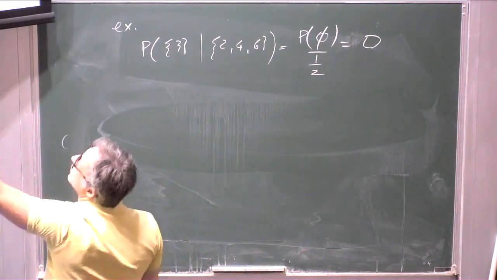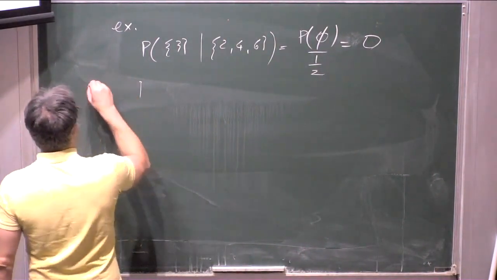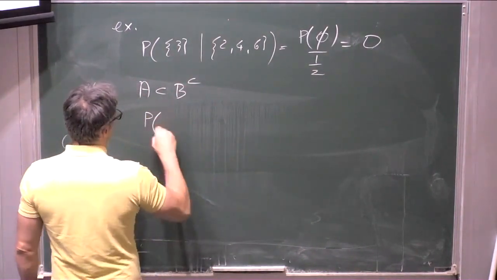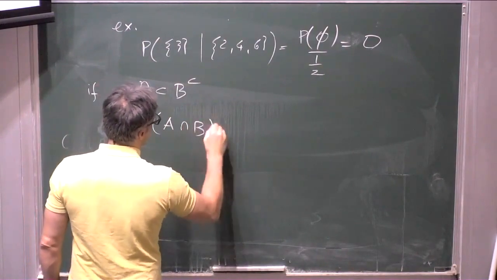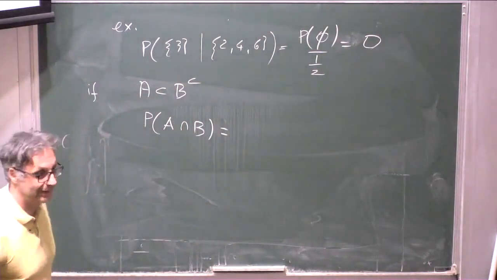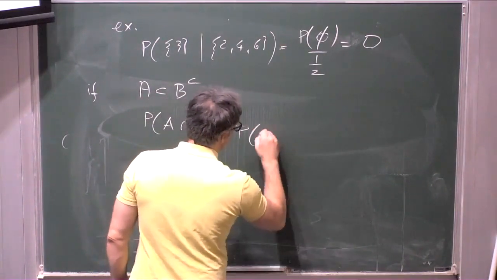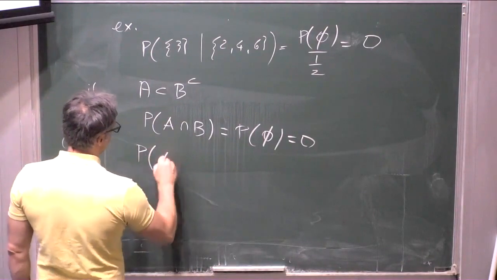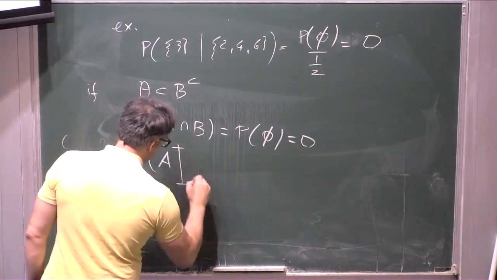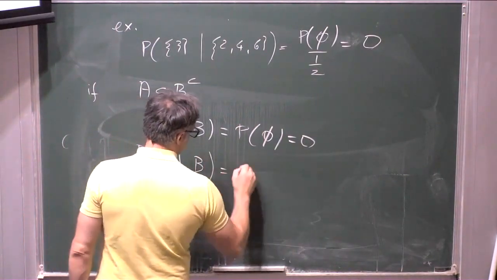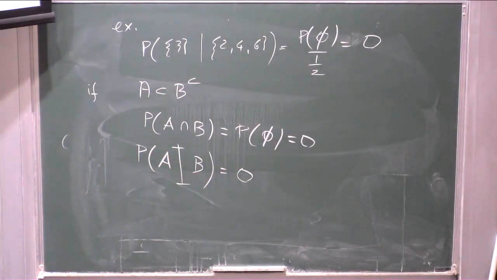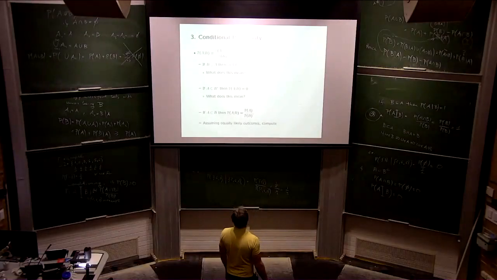So let's go back to this. More generally, if A is a subset of B complement, then the probability of A intersection B is the probability of the empty set, so it's 0. This is more general. We can definitely say that the probability of A given B is equal to 0, because it's the ratio of this divided by the probability of B. It's clear?